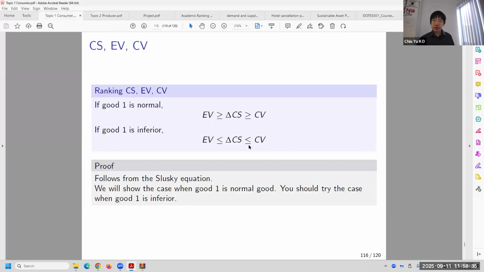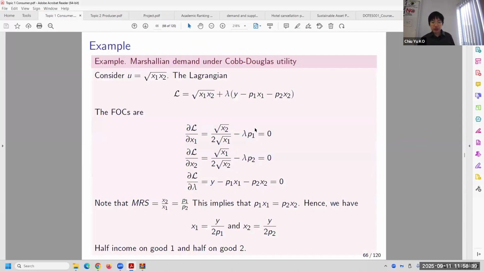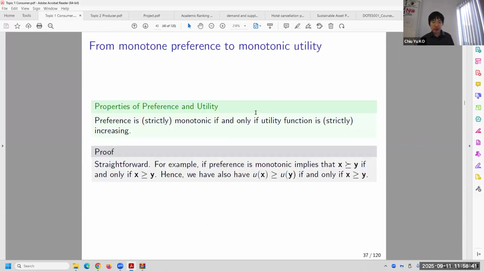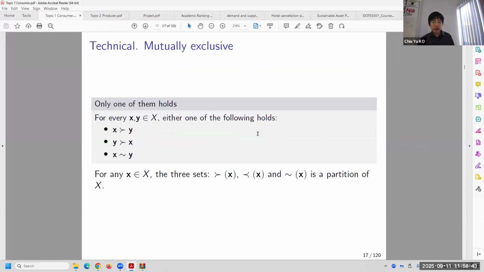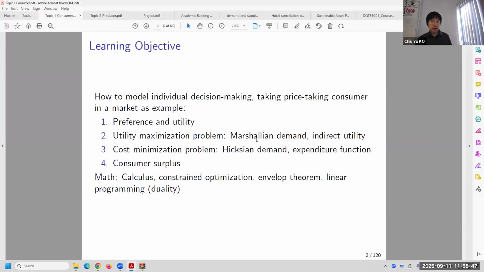So just to recap what you want to learn in topic 1, just make sure that you are fine with this learning objective, right? So you know how preference goes to utility. Okay, we start from the very beginning. So that's what Elon Musk said, right? Start everything from first principles. So that's what we do.